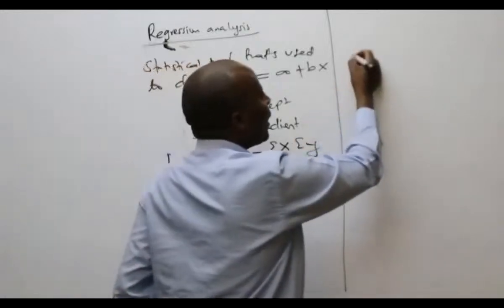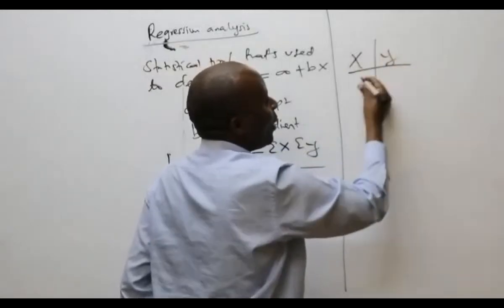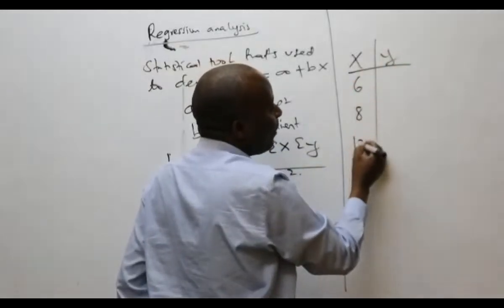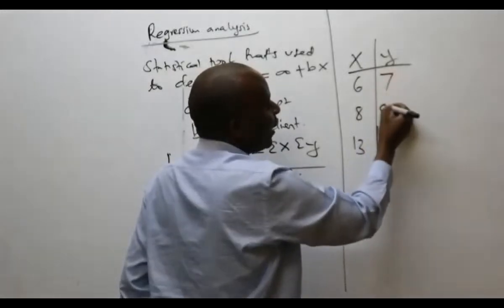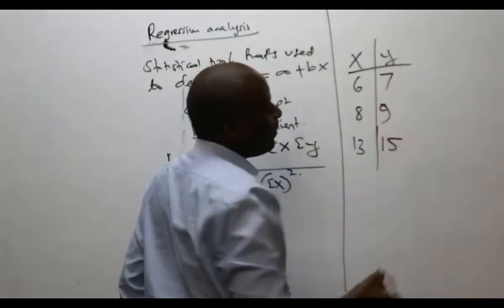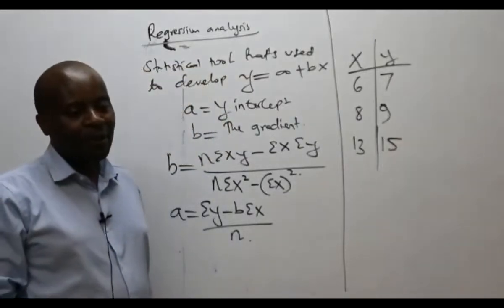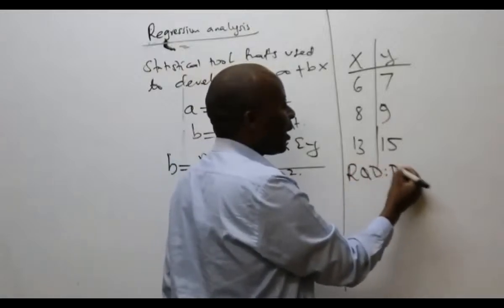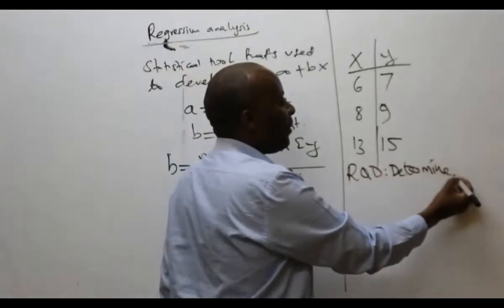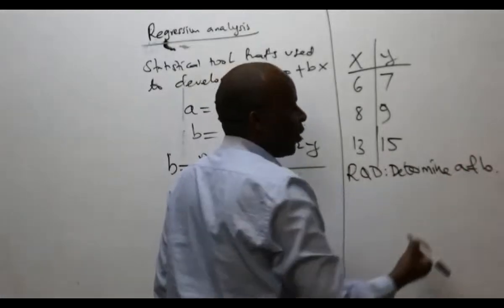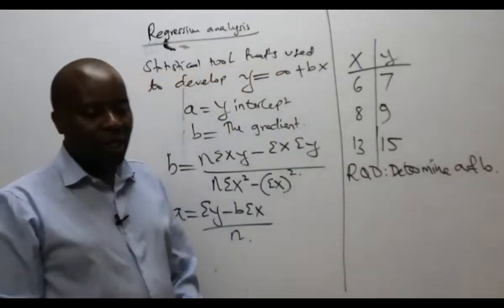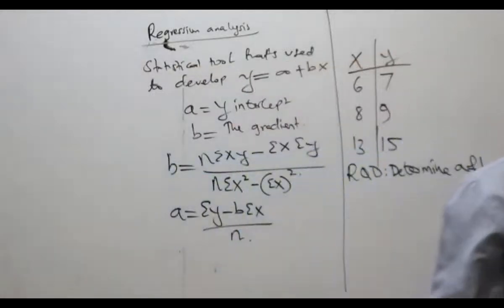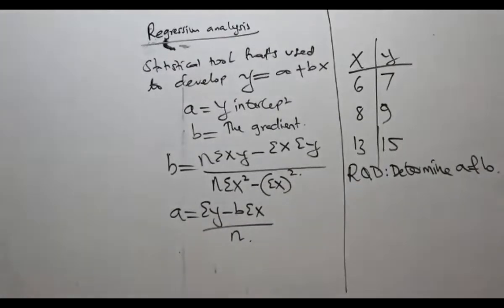Then a short illustration for this. If you're given x and y, perhaps 6, 8, 13 for x, and then 7, 9, 15 for y. Then you are required here to determine a and b using regression analysis.